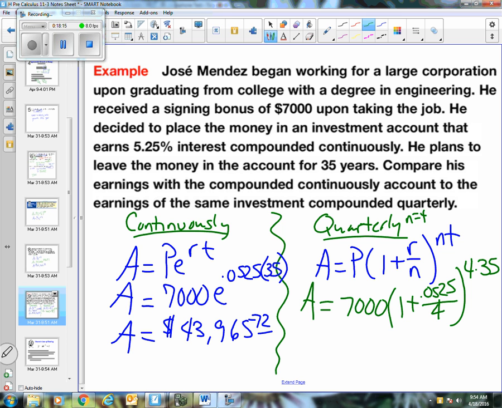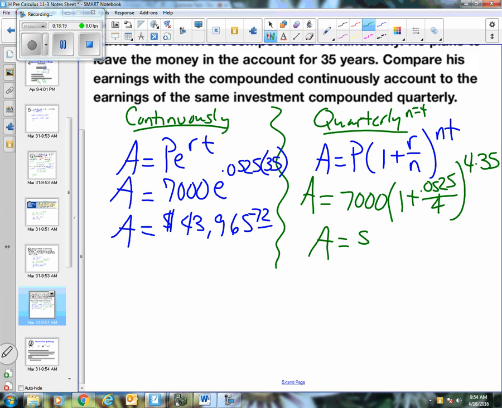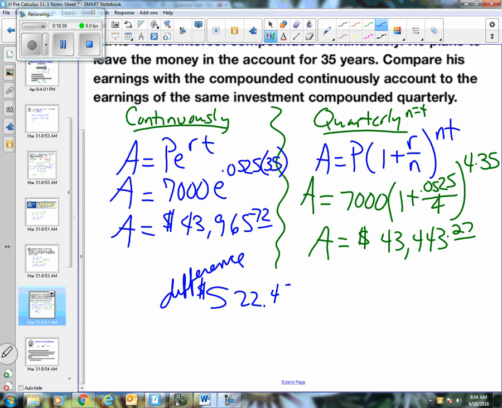So what's the big deal with continuously? How much better is it really? So try it. See what you come up with. I got $43,443.27. So ultimately, if you subtract them, the difference between the two is $522.45. So it's only about $500 more over 35 years.